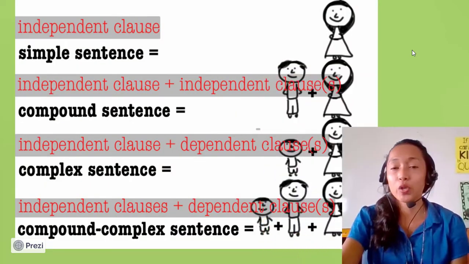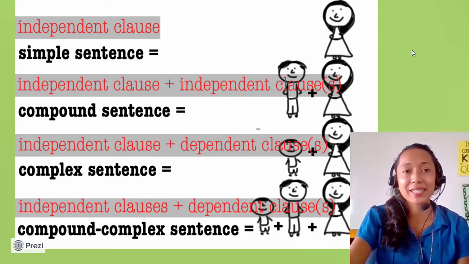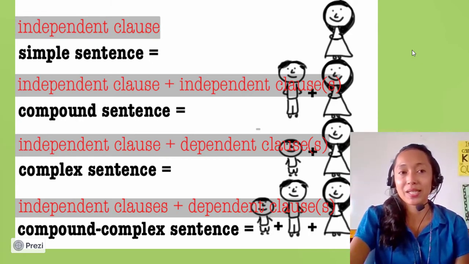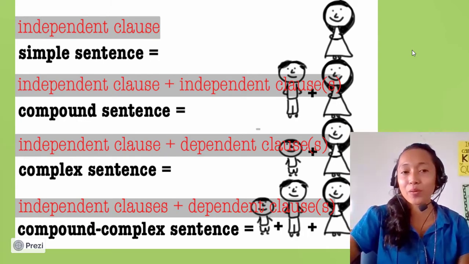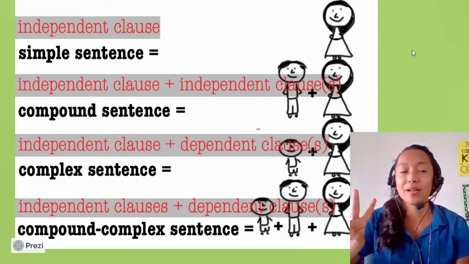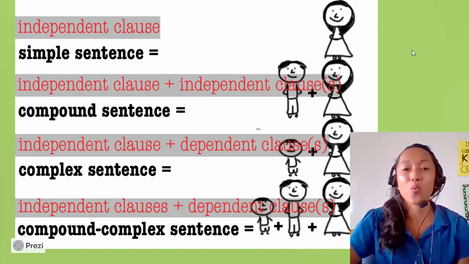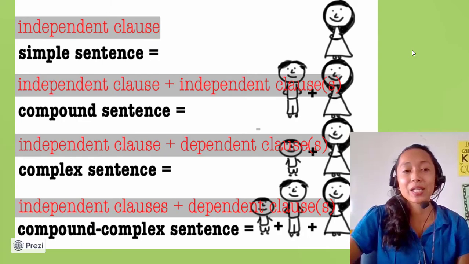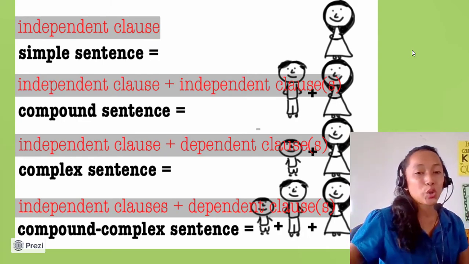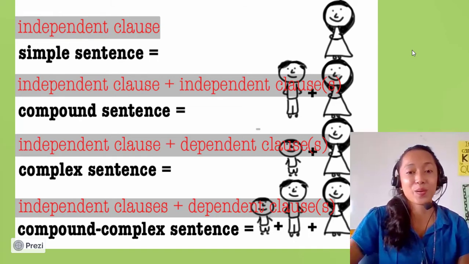Here's the quick review for those who need that little comparison and contrast. Independent clauses, as we said, are simple sentences that have one independent clause. Compound sentences have two independent clauses. Complex sentences have one independent clause and one dependent clause, one that cannot stand alone. And the last, compound complex, has two independent clauses and one or more dependent clauses.